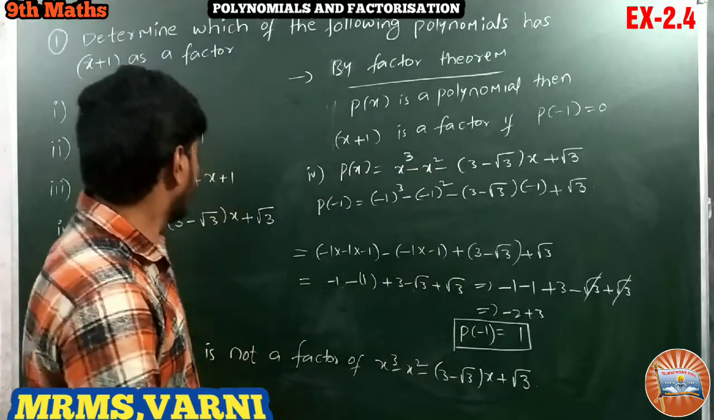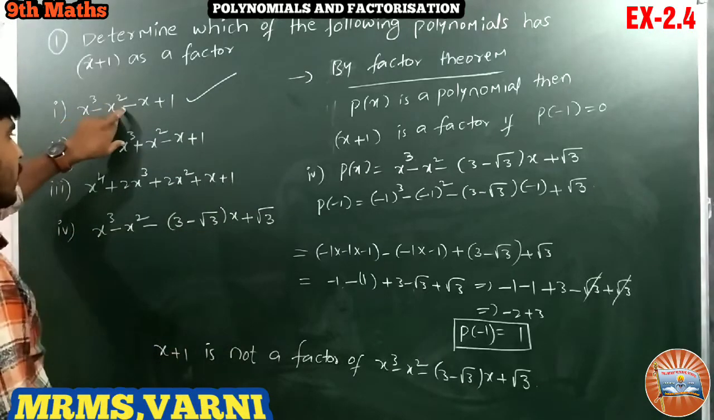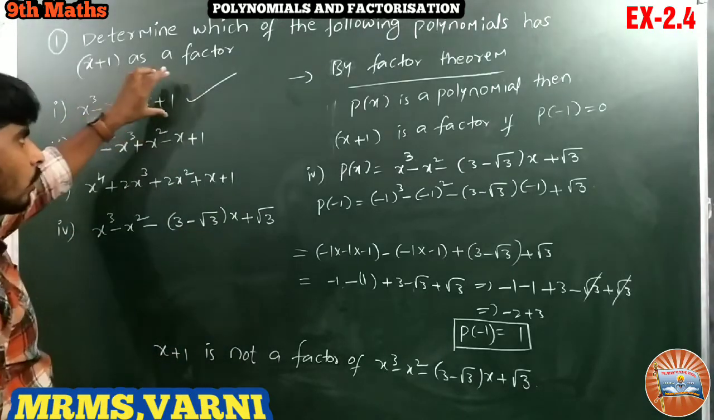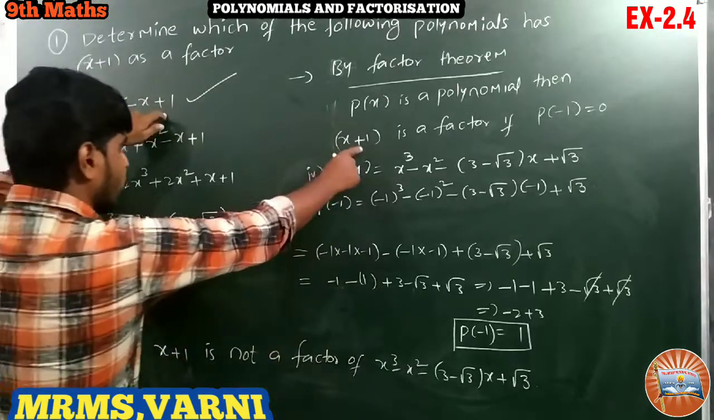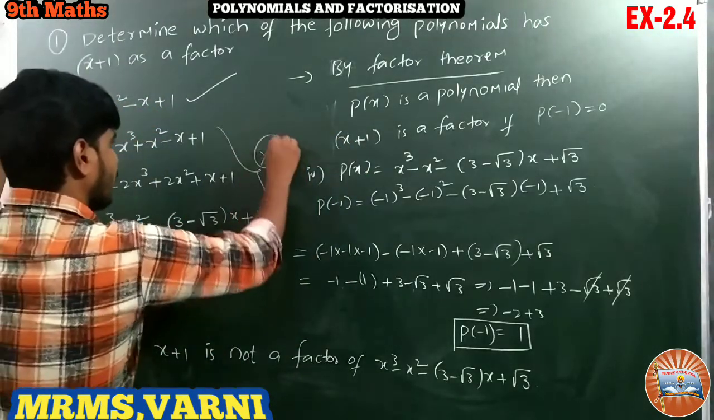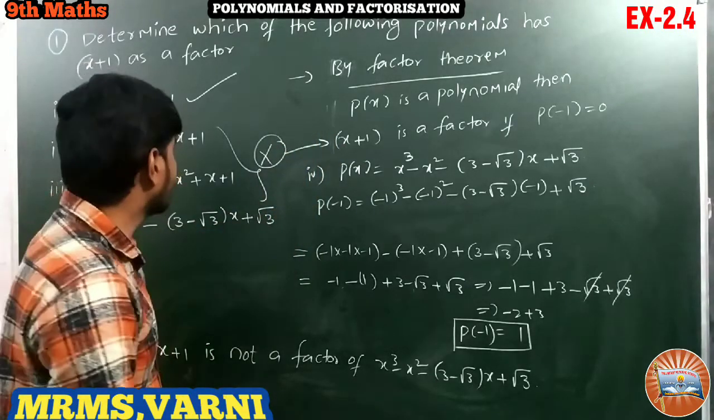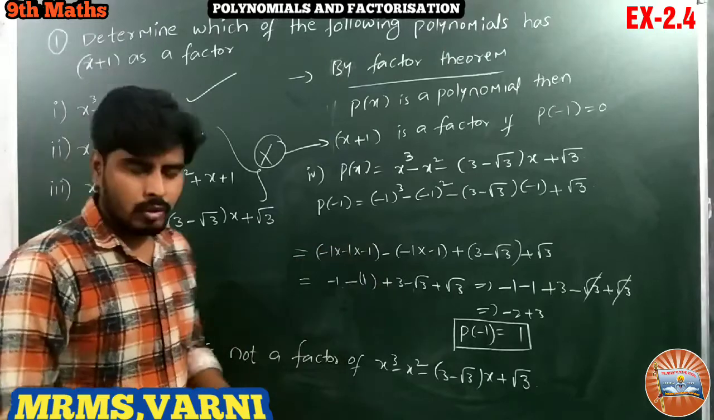Okay, now the first one, which is x cube minus x square minus x plus 1, is the only one having x plus 1 as a factor. The remaining three are not having x plus 1 as a factor. Okay, right. Pause the video. By the notes.